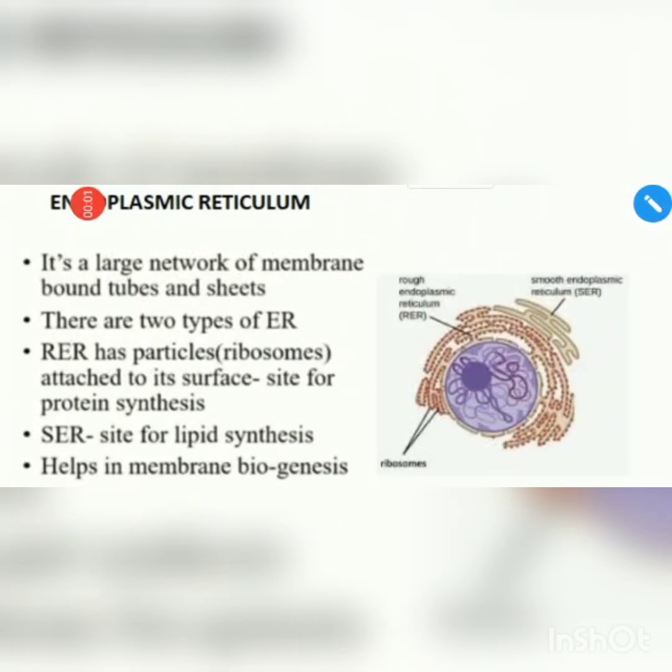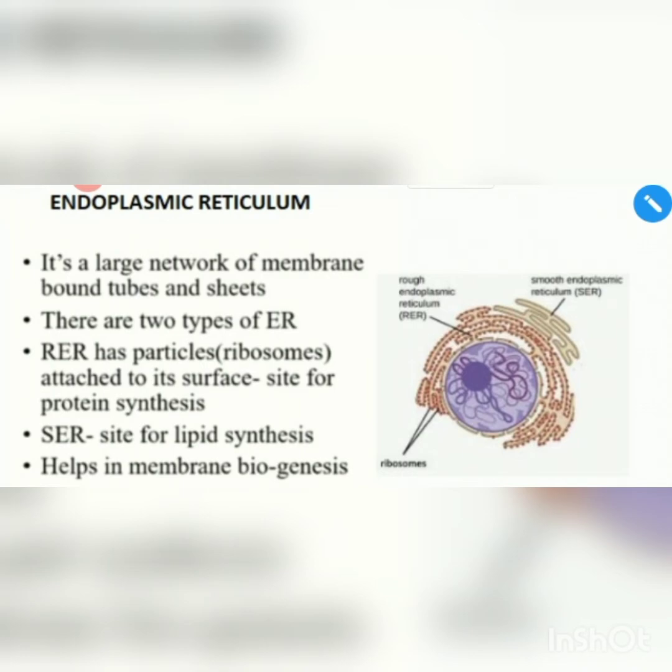So now let us study about the functions of endoplasmic reticulum. As I already told you, the rough endoplasmic reticulum has ribosomes attached to its surface, and these ribosomes are the site of protein synthesis, that is, they manufacture protein. And smooth endoplasmic reticulum is the site of lipid or fat synthesis, that is, they manufacture lipids.